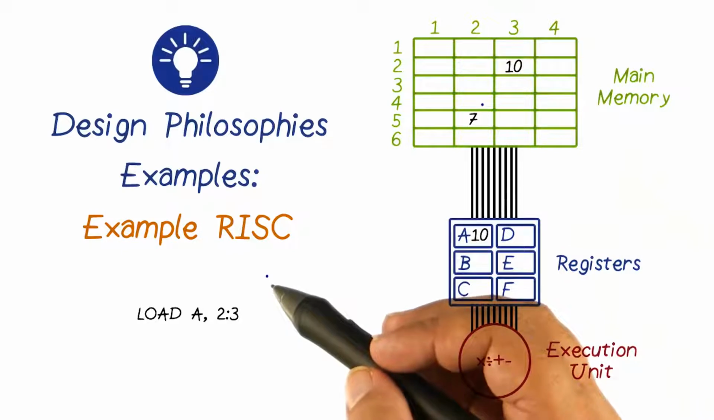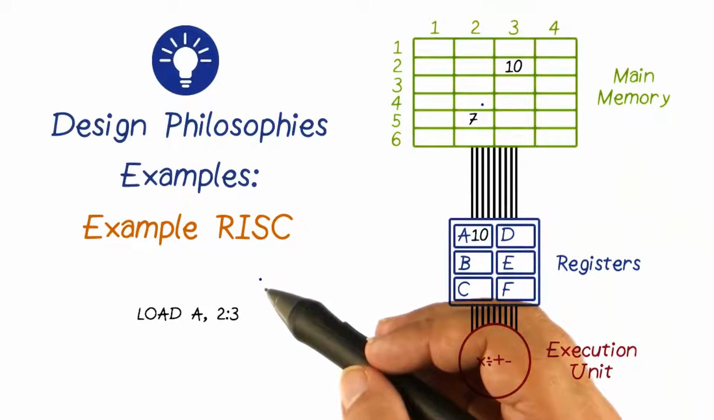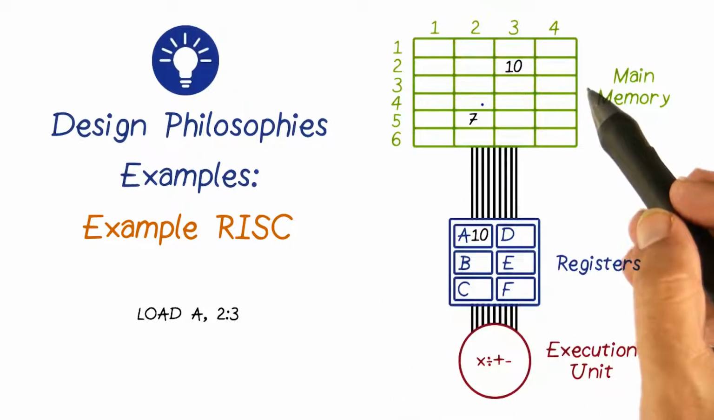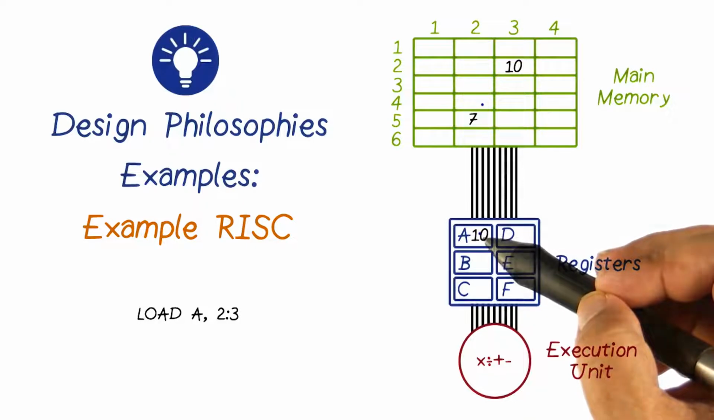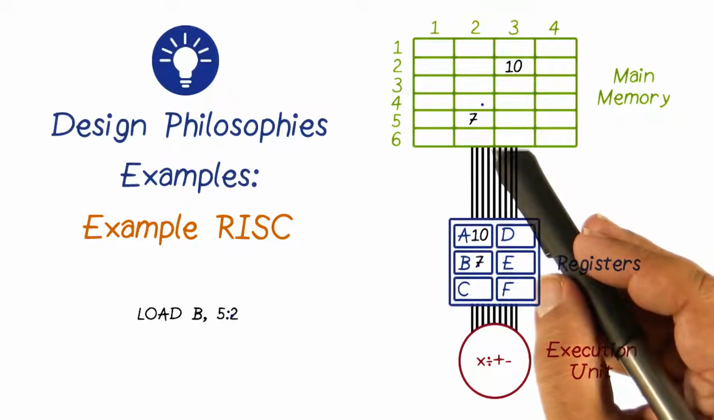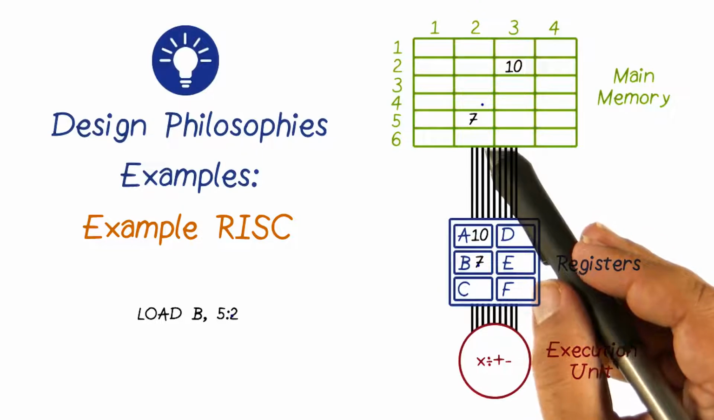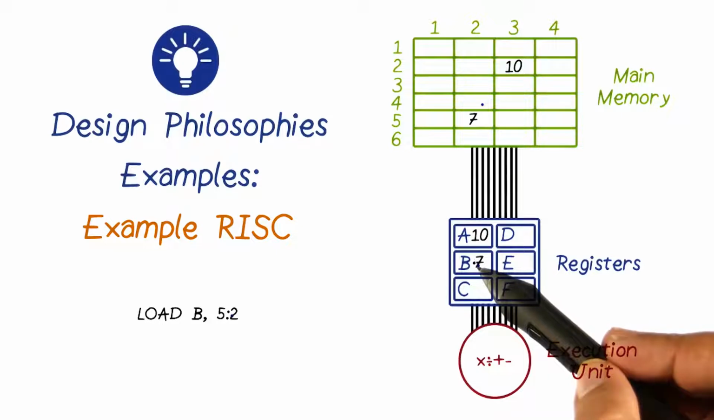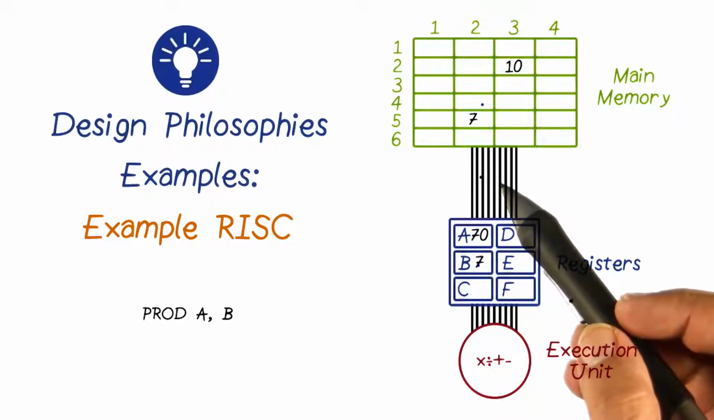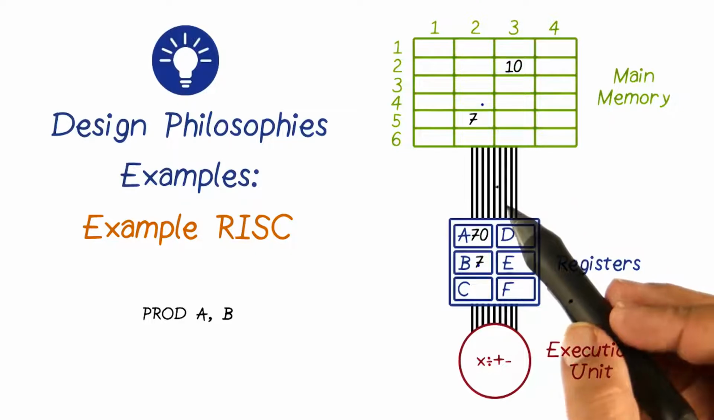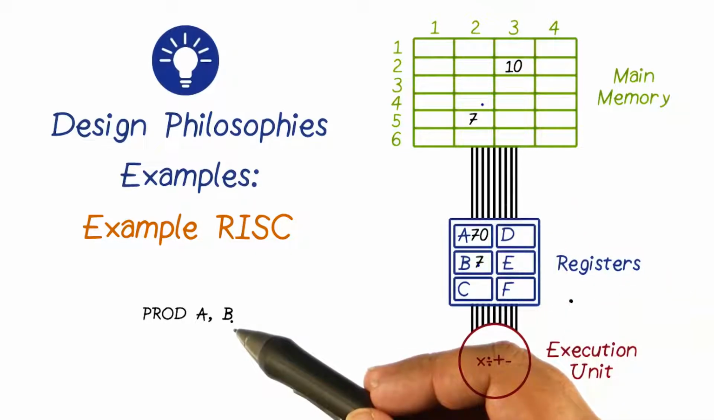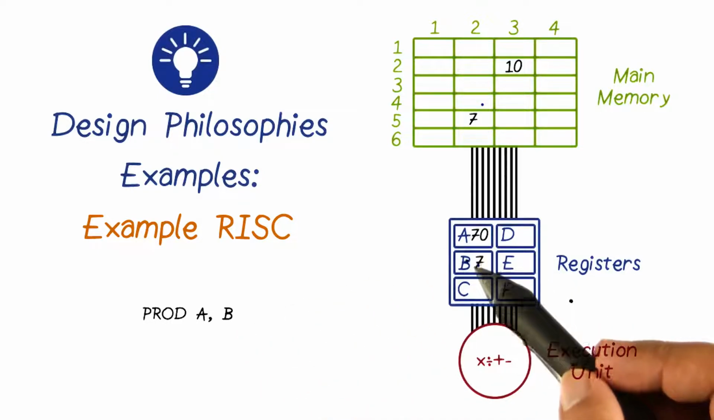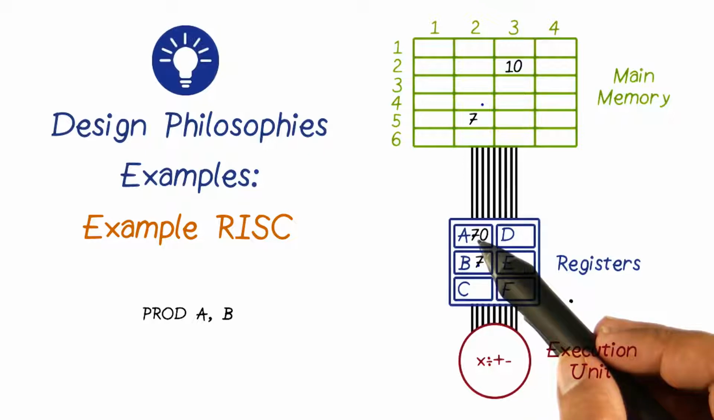The RISC programmer, on the other hand, will have to perform a slightly different set of instructions to achieve the same result. The first step, load the value from location 2:3 into register A, as shown over here. Now the programmer needs to load the value from location 5:2 into register B, as shown by this load instruction. This value 7 is now going to get loaded into register B. Now that both the values have been fetched from the memory and stored in the registers, their product can be calculated. The RISC programmer now uses the instruction prod A, B, as a result of which the values in A and B are multiplied together and the result is stored in A as 70.